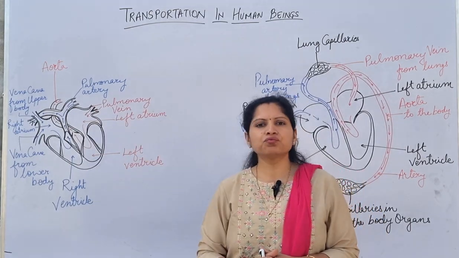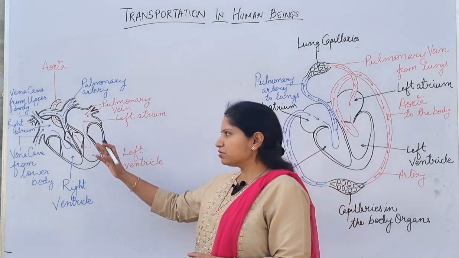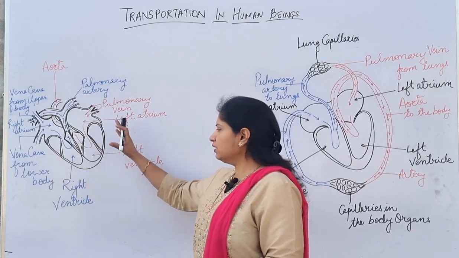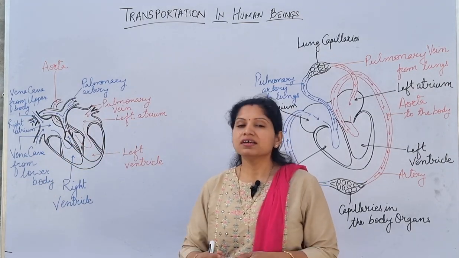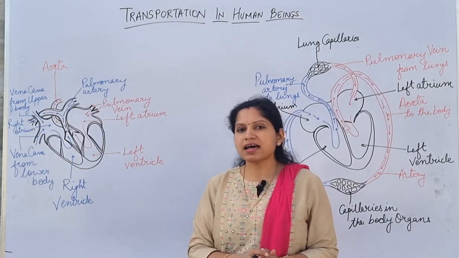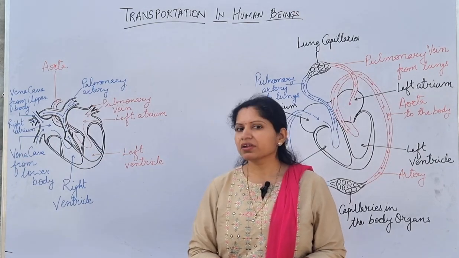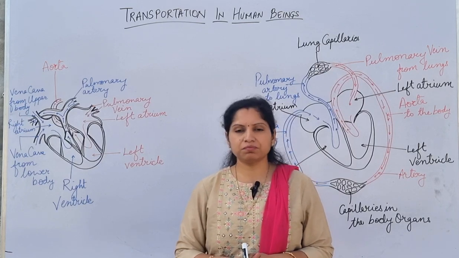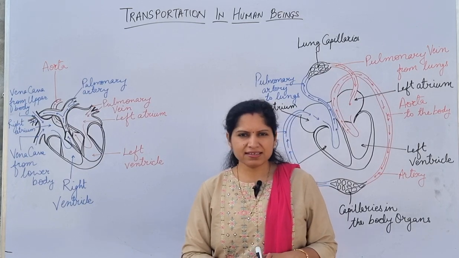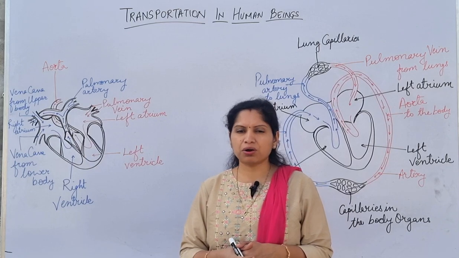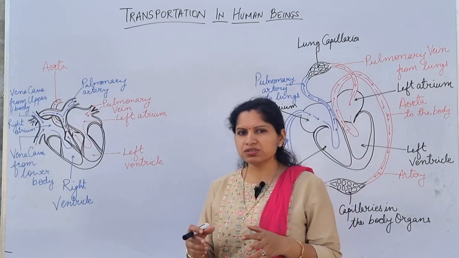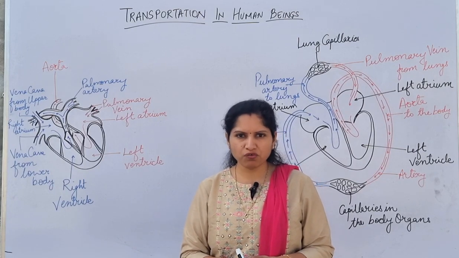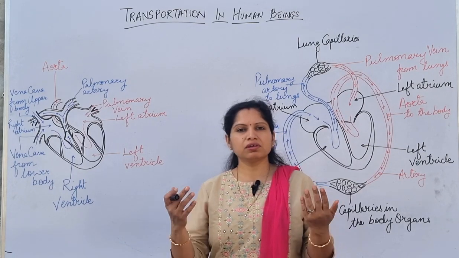Human beings have a four-chambered heart. The chambers are right atrium, left atrium, right ventricle, and left ventricle. The right side of the heart has deoxygenated blood, and the left side of the heart has oxygenated blood. In case you get confused about which side of the heart has which type of blood, then just remember Lord.